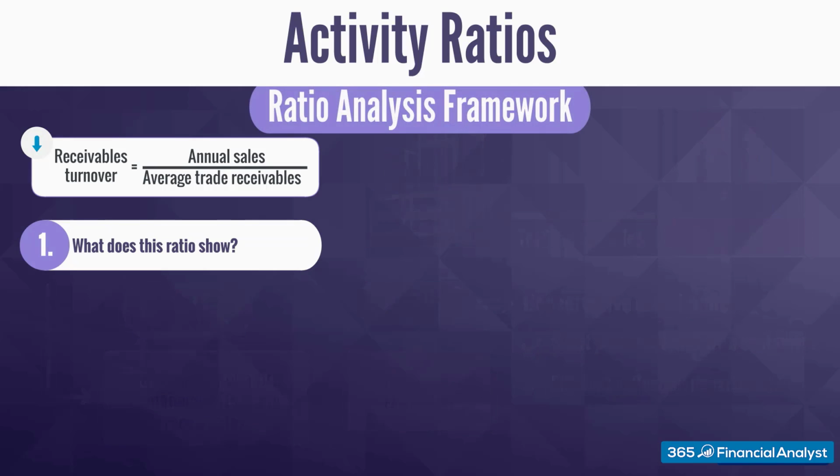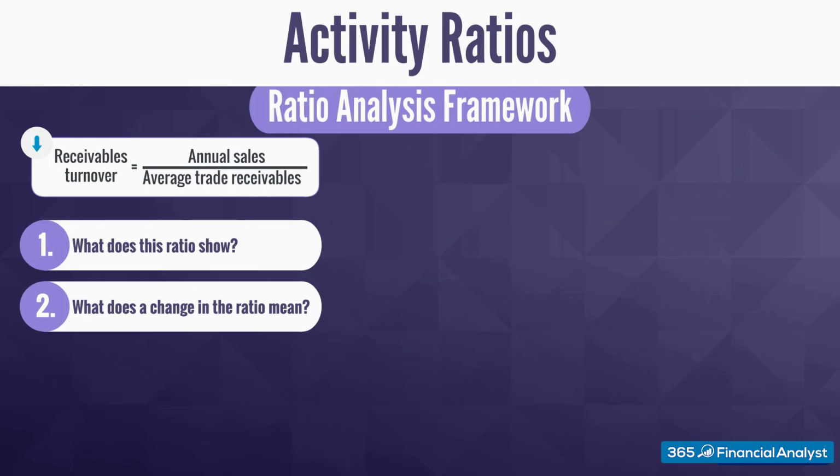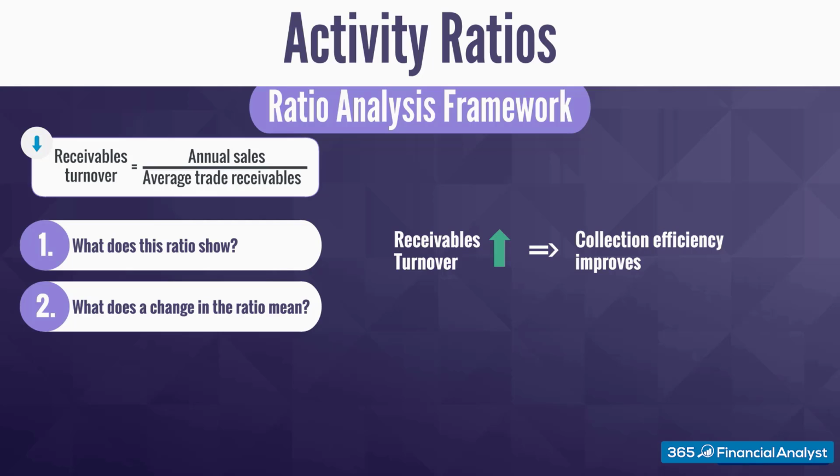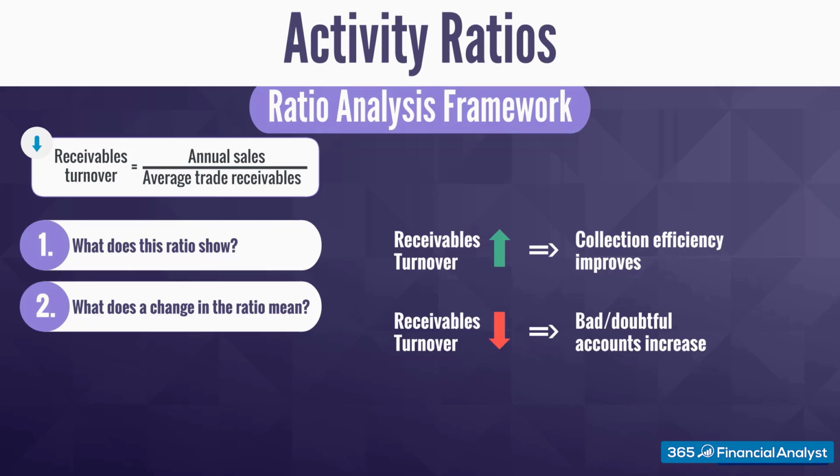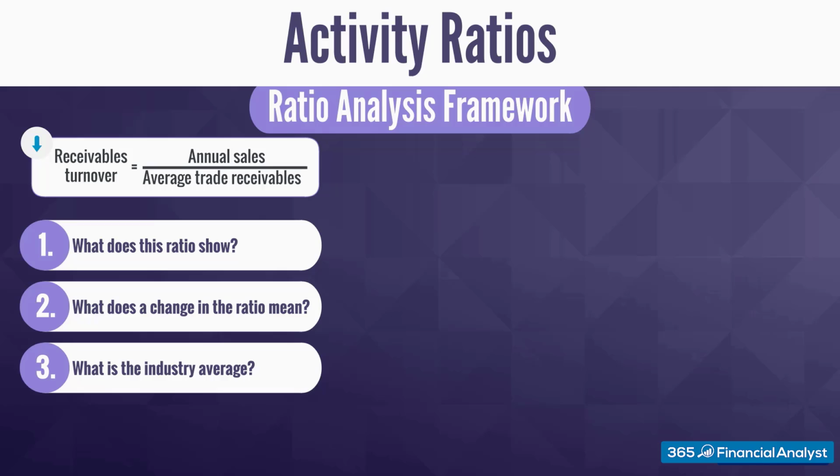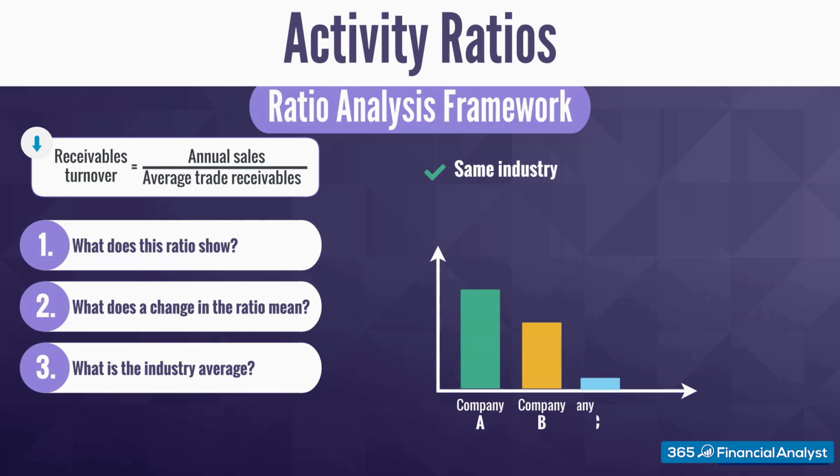So, what does a change in the ratio mean, you might ask? If the receivables turnover goes up, this is an indication of improving collection efficiency. Alternatively, if it goes down, this signifies increasing bad or doubtful accounts. What's the norm, though? Well, it depends on the industry, the region, the country of operations, and so on. There are no universally agreed values. When analyzing turnover ratios, you should always compare your results to the average of a peer group of companies.